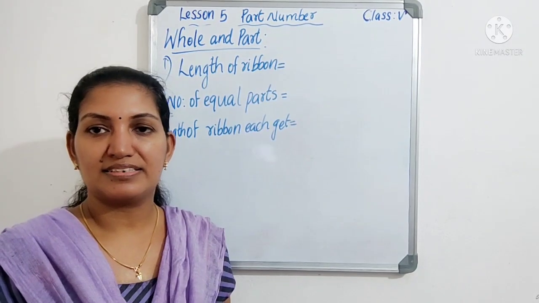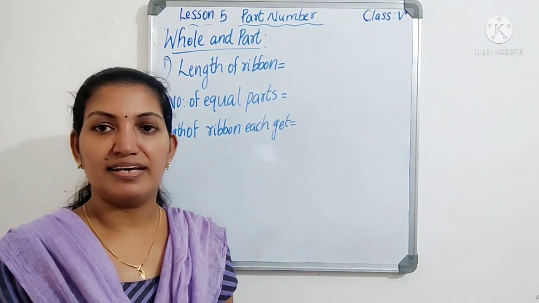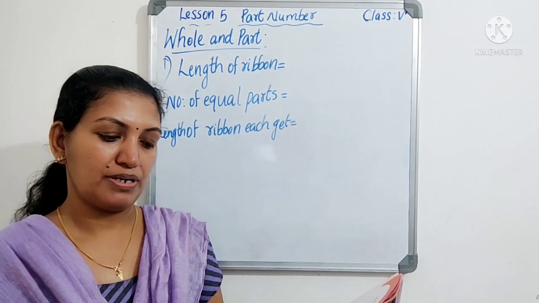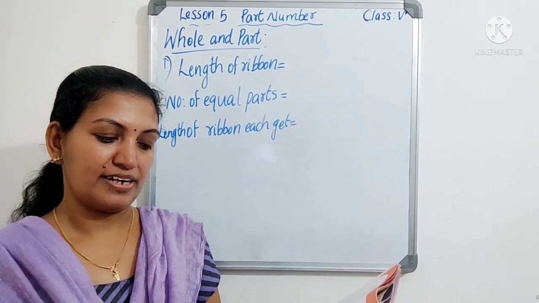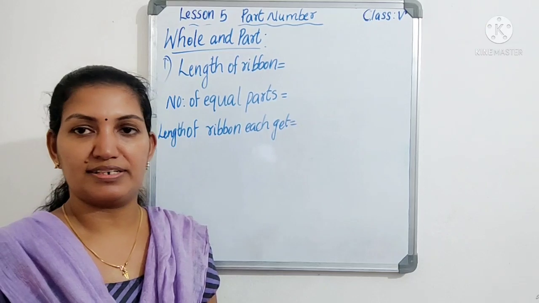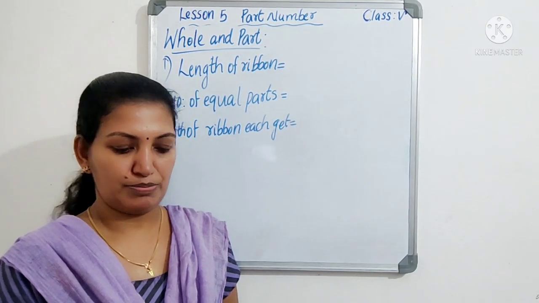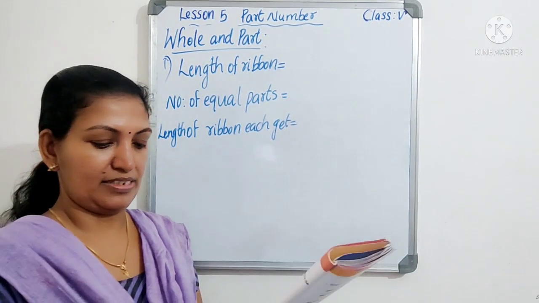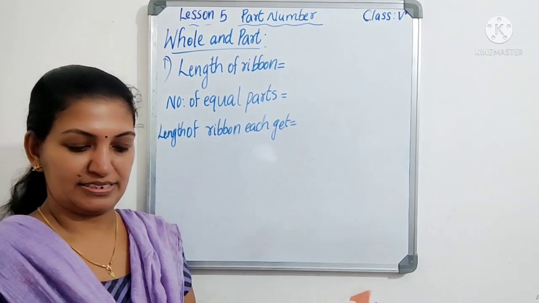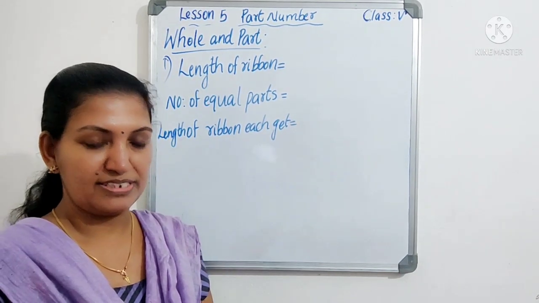Next, let us discuss some activities from page number 88. First question. A 2 meter long ribbon is divided equally among 5 girls. How much of meter would each get? How many centimeter is it? So a long ribbon is there, that is 2 meter length. This we want to divide among 5 girls. Then how much would each get?